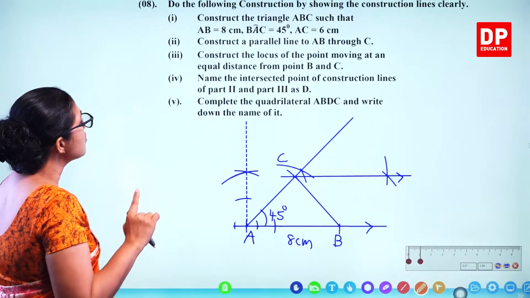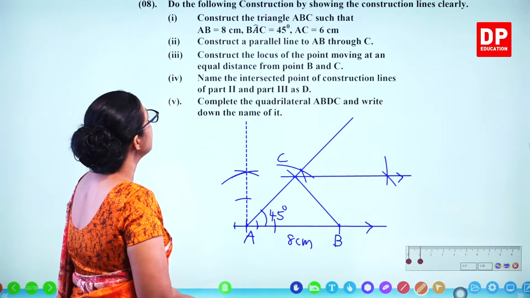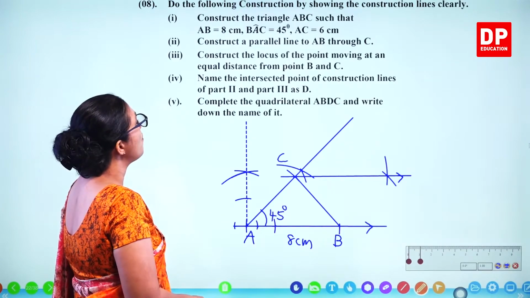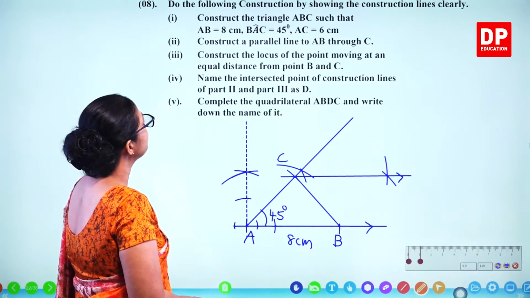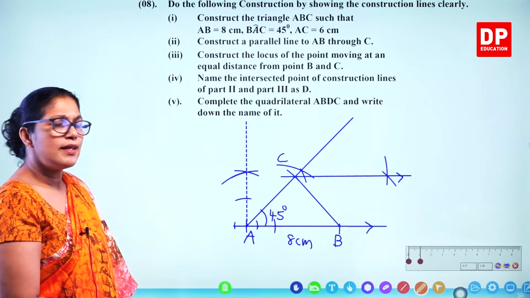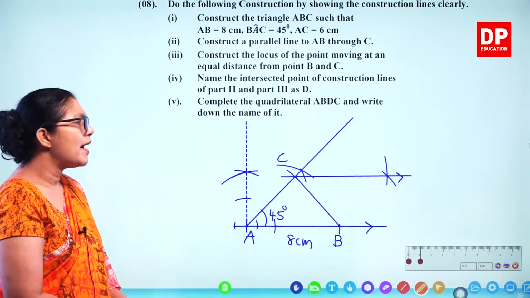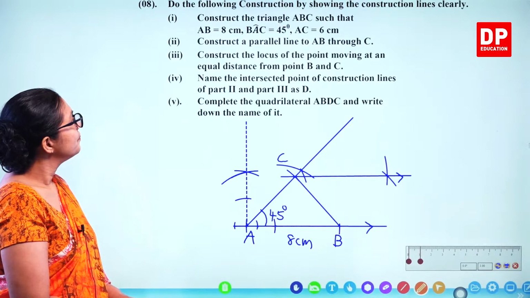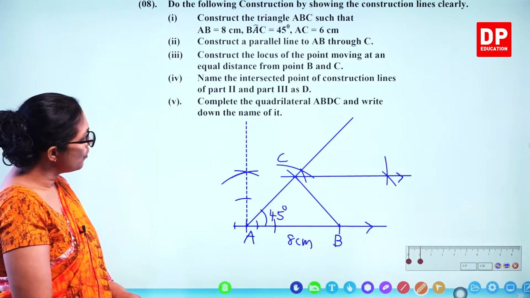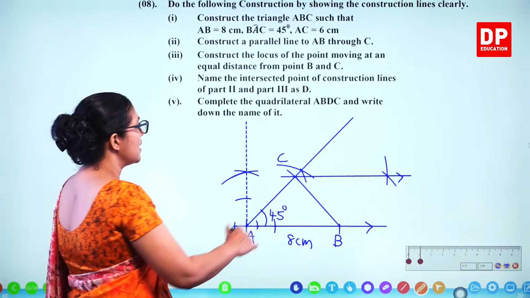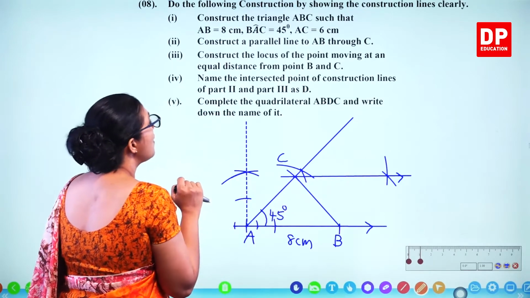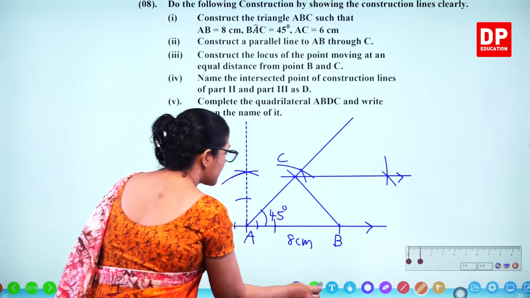Construct the locus of the point moving at an equal distance from point B and C. That means equidistant to 2 points, so you have to draw a perpendicular bisector. How do you do that? B and C, perpendicular bisector. So let's do that.